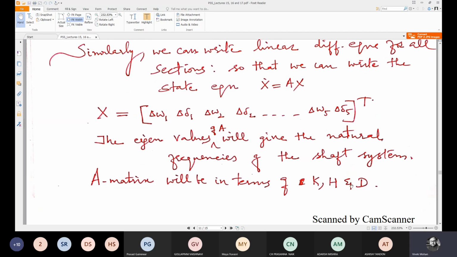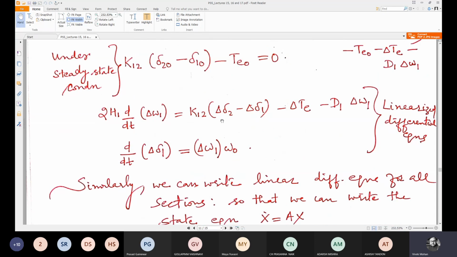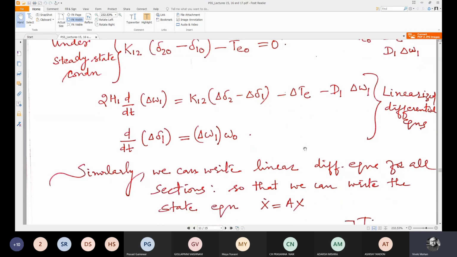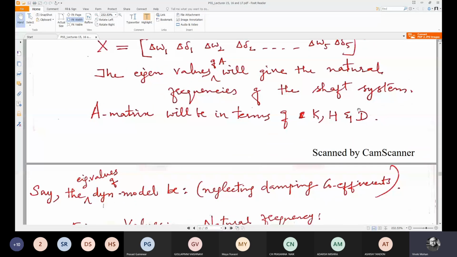The A matrix will be in terms of K, because it comes from these equations. D by dt of delta omega 1 is delta omega 1 dot. Here d by dt of delta delta 1 is delta delta 1 dot. So if this 2H1 is taken to that side, then basically delta omega 1 dot is in terms of K, delta, TE, etc. Basically, these are the system parameters which are contained in the elements of the A matrix.